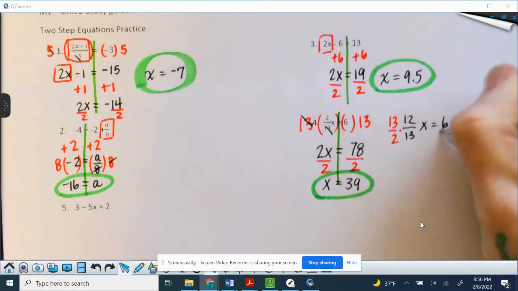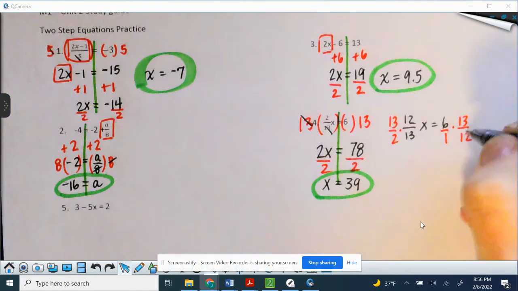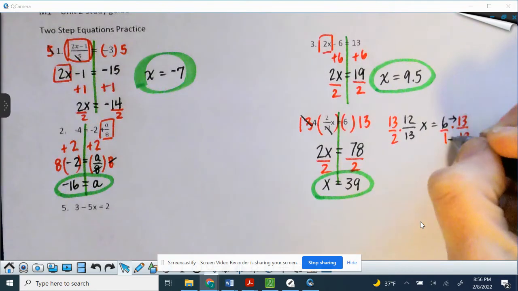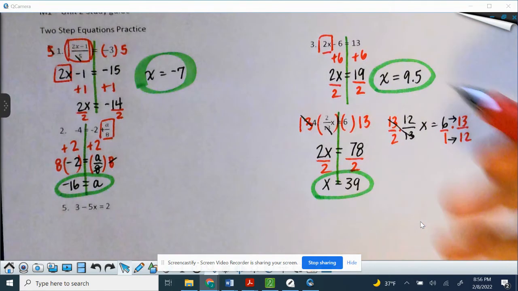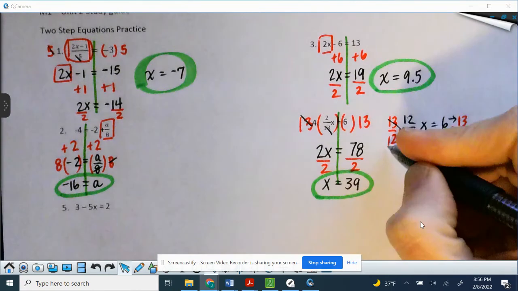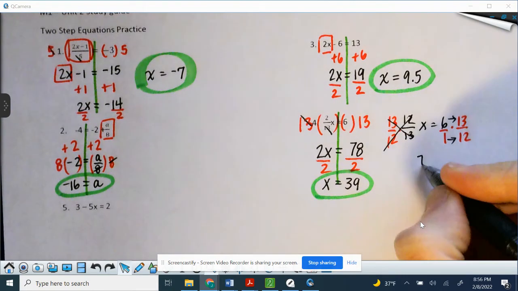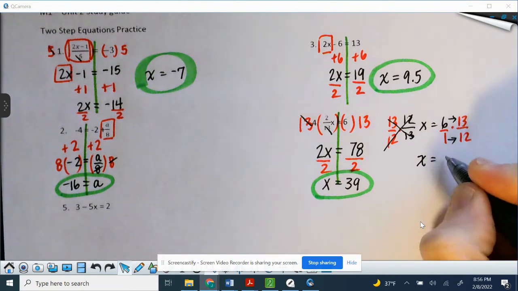And anytime you multiply fractions, you're just going to work straight across. So this is going to cross each other out. Oops, sorry, it's a 2. Cross each other out. So I have x equals, and 6 times 13 is 78.